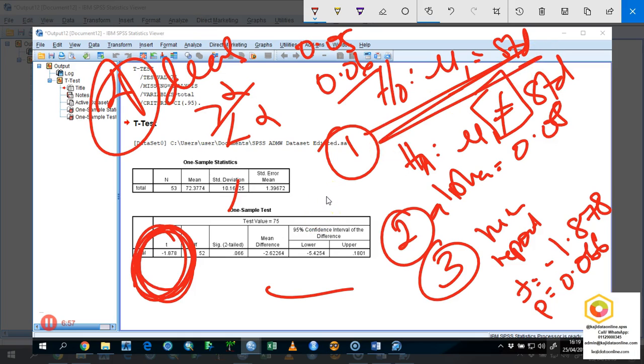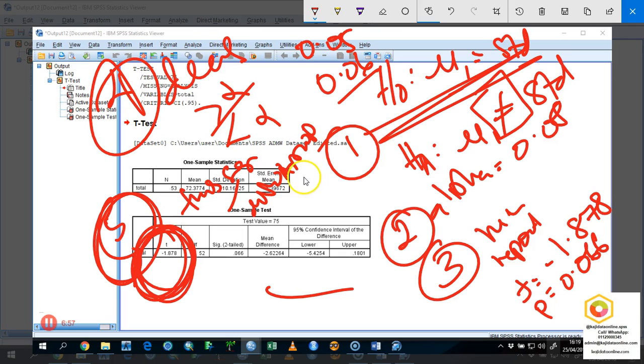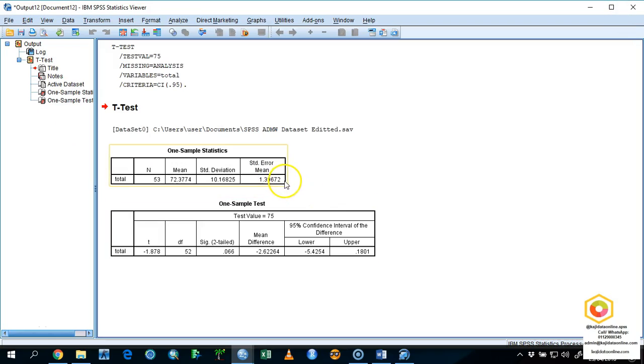Bila you fail to reject the null, then your conclusion must be based on that. So what is your conclusion? There is no significant difference of the ADMW 2018 cohort 1 dengan standard. Betul tak? Tidak ada beza awak punya markah keseluruhan dengan standard yang diberikan oleh council. Contoh. Alright. Ini adalah dipanggil sebagai one sample t-test.